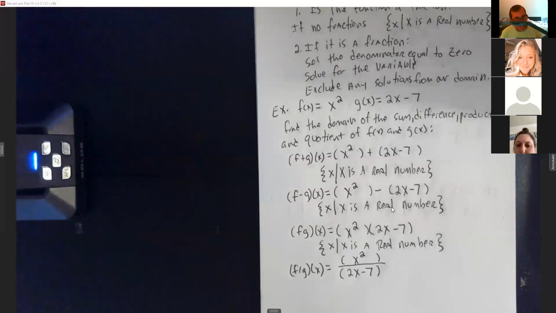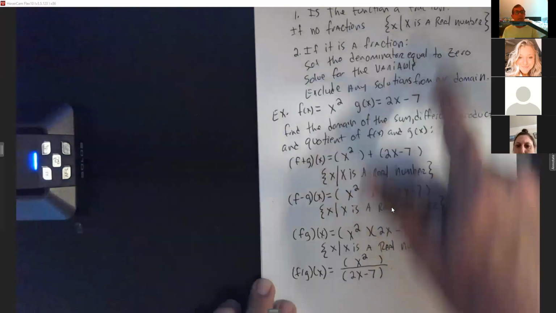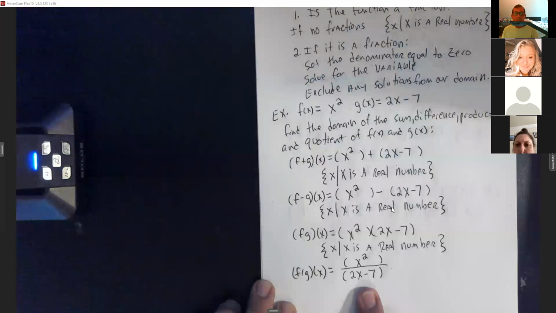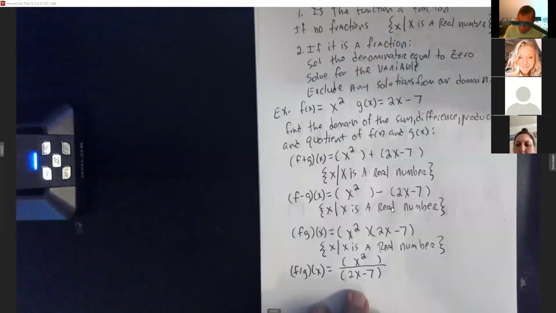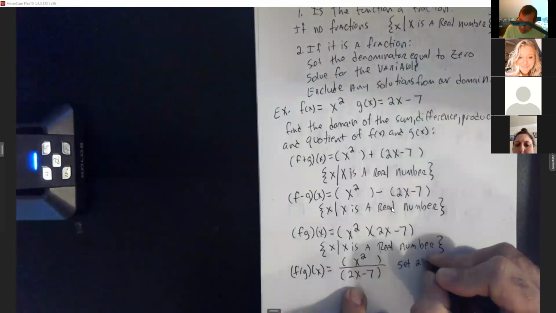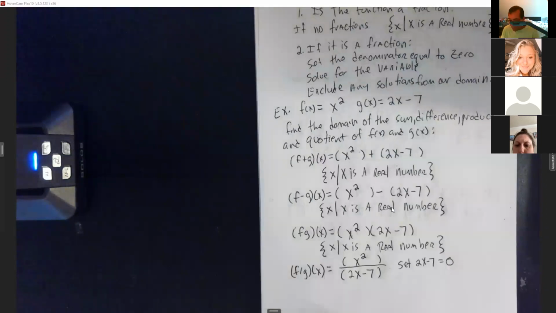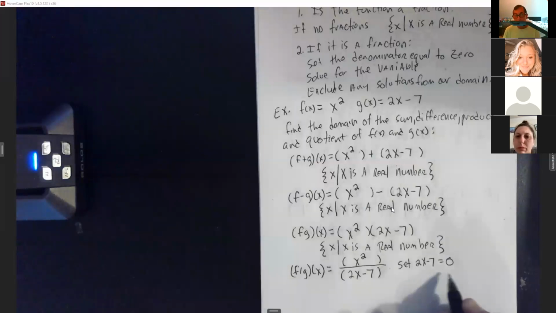Well, guess what? If you ask yourself, is the function a fraction? This one is definitely a fraction. So since this one's a fraction, you got to take that bottom and set 2x minus 7 equal to 0. Or you can use that not equal symbol I was showing y'all, because it can't equal 0, but I set it to 0 to find those numbers. So we're going to solve this.